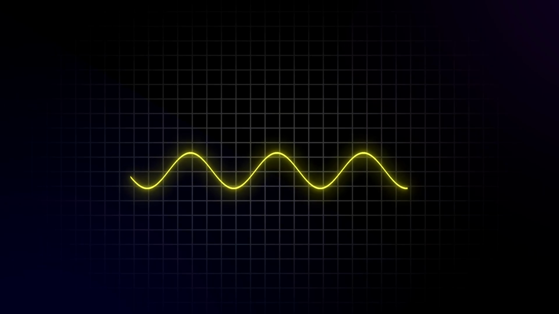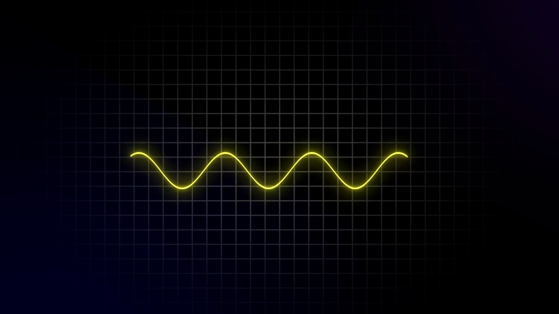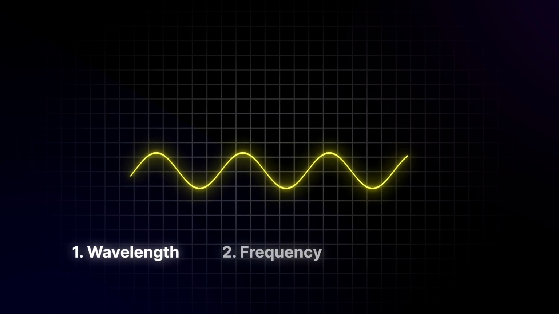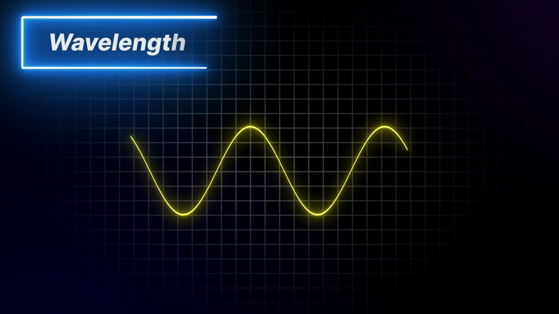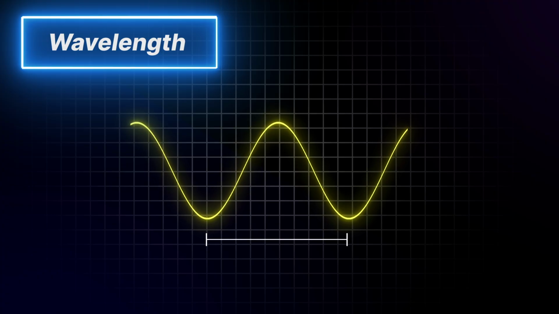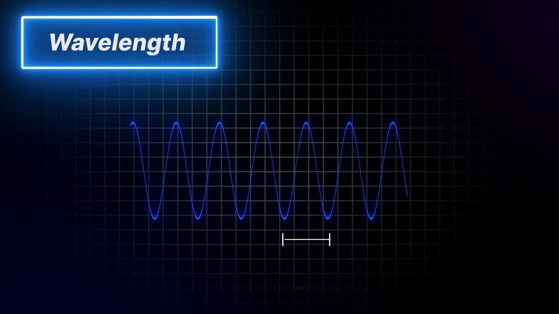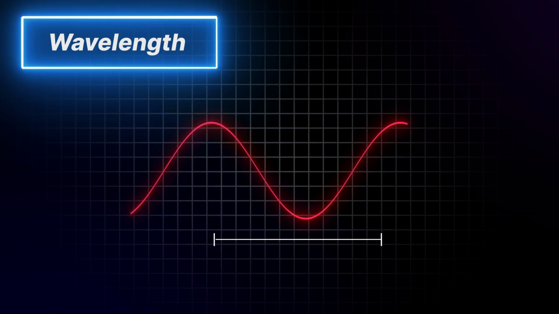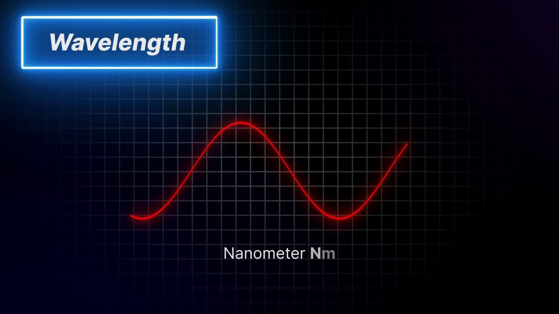So, light can be described as a wave, and every wave has three fundamental properties: wavelength, frequency, and velocity. The wavelength describes how long a wave is during one oscillation. It determines the color we perceive. Short wavelengths appear blue or violet, while long wavelengths appear red. For visible light, wavelengths are measured in nanometers.